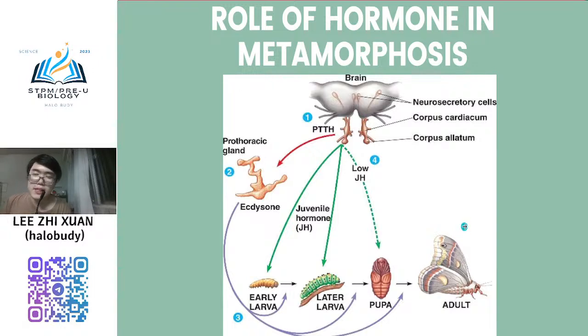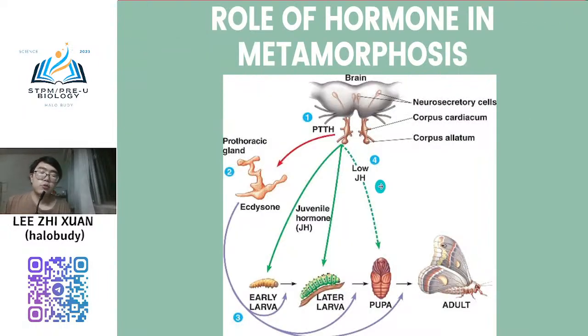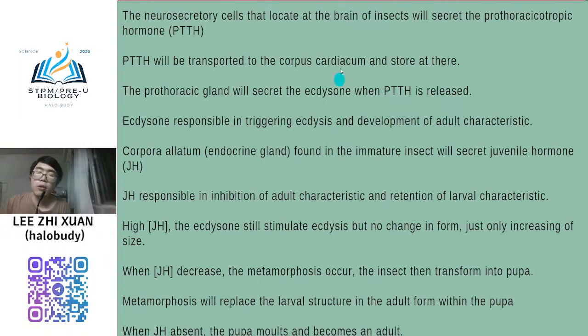So for our syllabus, we will learn about the role of hormones in metamorphosis. There are 3 hormones that you need to know. PTTH, the full name is prothoracicotropic hormone. You need to memorize the full name. You cannot write the short form PTTH only, especially in structural questions and even in essay questions.